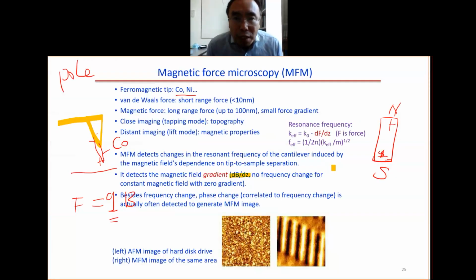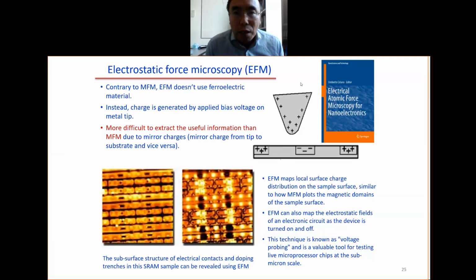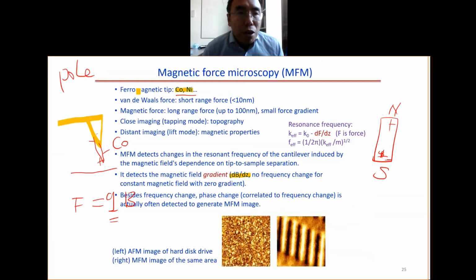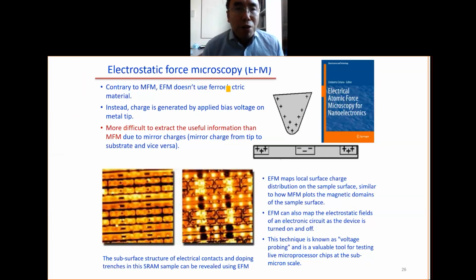So the last one is similar to the MFM. We can also do electrostatic force microscopy. In this case, we do not use ferromagnetic material. Because we apply the bias voltage, the charge will be induced. This charge will come out by itself. As a result, we don't need ferromagnetic material.